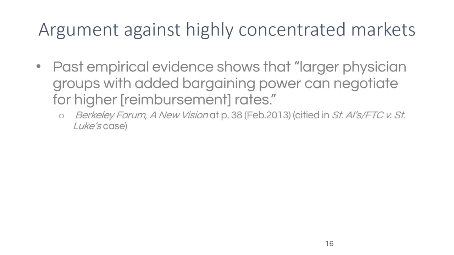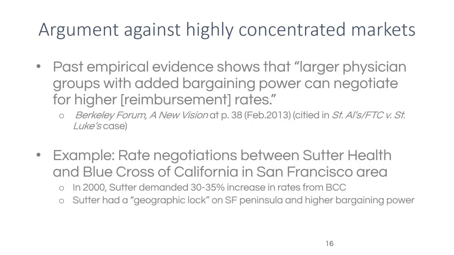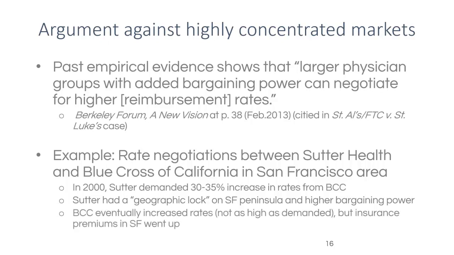And another example we looked at is the rate negotiations between Sutter Health and Blue Cross of California in the San Francisco Bay Area in 2000. In 2000, Sutter Health demanded substantial rate increases from Blue Cross of California. Sutter had enough of the market share to have a geographic lock on the San Francisco Peninsula and higher bargaining power, and Blue Cross of California eventually increased its rates, and insurance premiums went up in San Francisco and in the Bay Area.